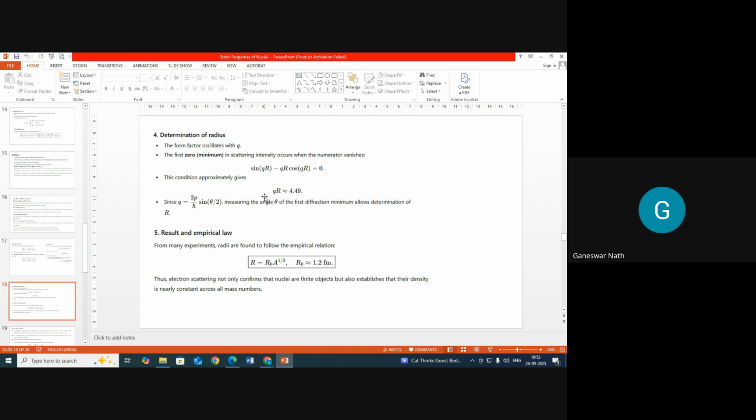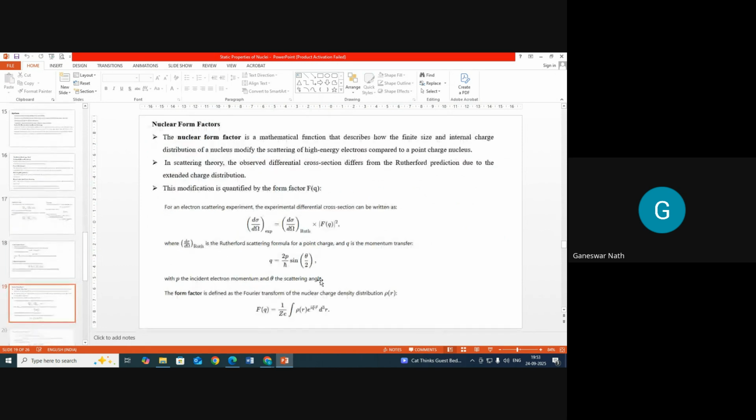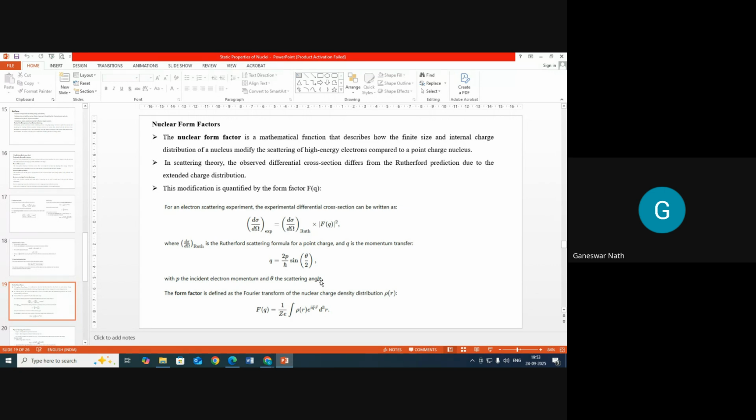Similarly, we can also use the empirical law. We can calculate the size of the nucleus from this well established law, that is R is equal to R0 into A to the power 1 by 3, where the R0 value is fixed, so only depending upon the mass number A of an atomic nucleus, we can calculate the size of this nucleus. So this is called the radius or the size of the nucleus. Now we are going to discuss in detail the nuclear form factor.